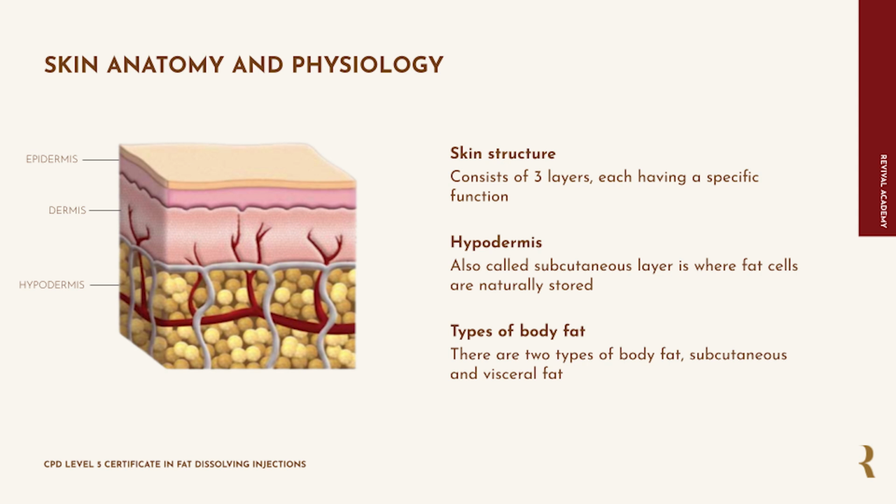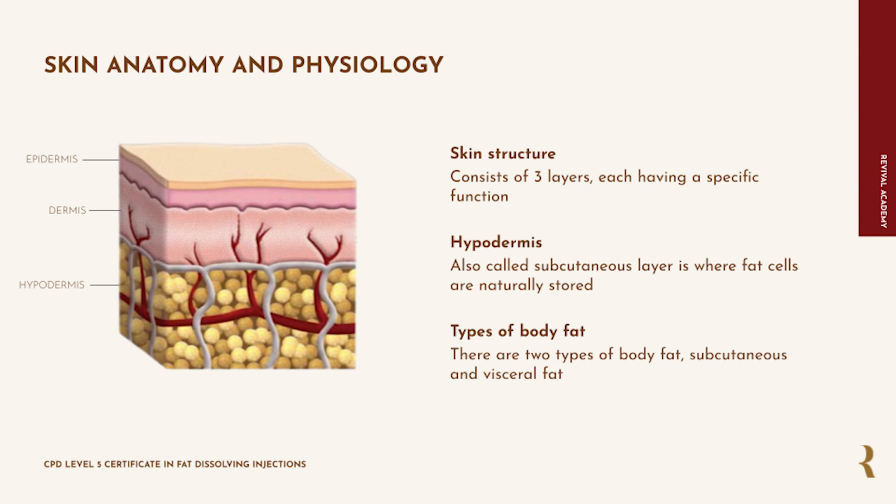Now each individual layer, as you know, has its own function. You have the top layer, the epidermis, which has a very protective function, and has sub-layers within itself as well. Then you also have the dermis, with quite a few important things: your collagen, your elastin, hair follicles, nerve endings, sweat glands. And then right underneath is the hypodermis, or the subcutaneous layer, where you naturally store all of your fat cells.